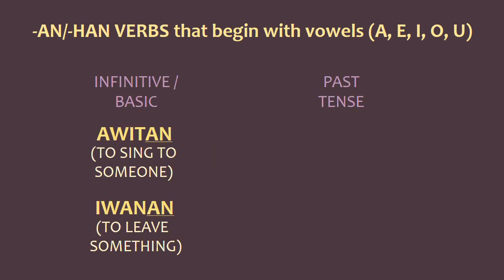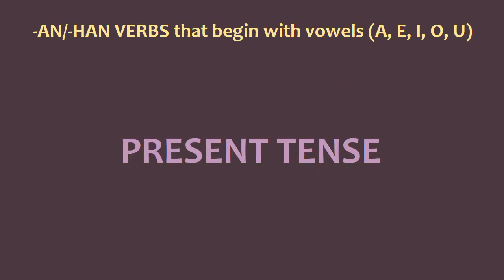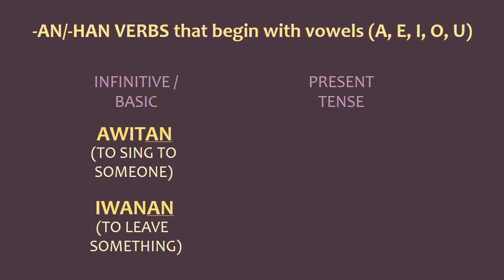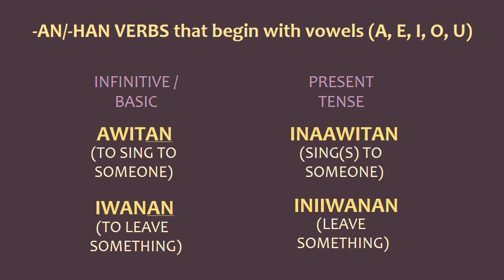To form the past tense, you just simply add the prefix in at the beginning of the infinitive form. So we have inawitan and iniwanan. To form the present tense, you take the first letter, which is letter A for this example, double it, and then add the prefix in. Inaawitan. And for the next one, double the first letter, letter I, and then add in. Iniiwanan.